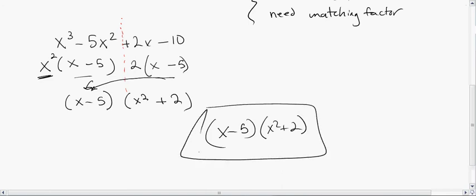Now you probably are going to see examples where you can continue factoring. That's not the case in this one. I happen to be done. And in future videos I'll show you where you have to do multiple steps or multiple factorings. But we're good for now.